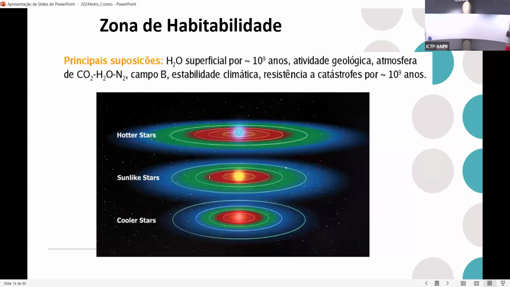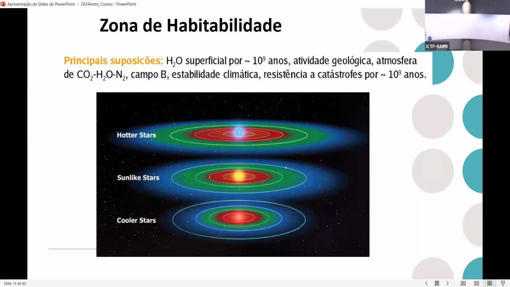But we also want it to be stable for about 1 billion years, because we know that the first records of life here on Earth occurred at around 700 million years, or almost 1 billion years. So for life to emerge and maintain and grow here on Earth, we needed at least 1 billion years of peace and quiet.